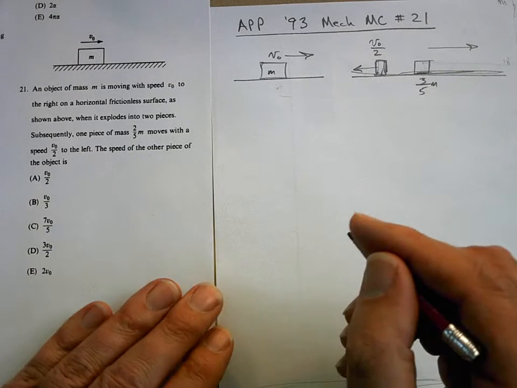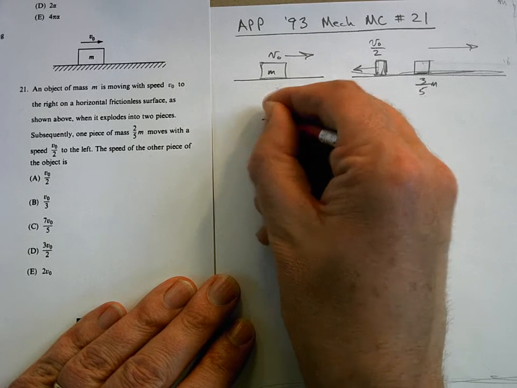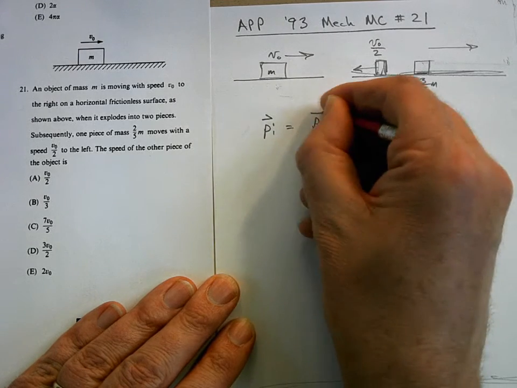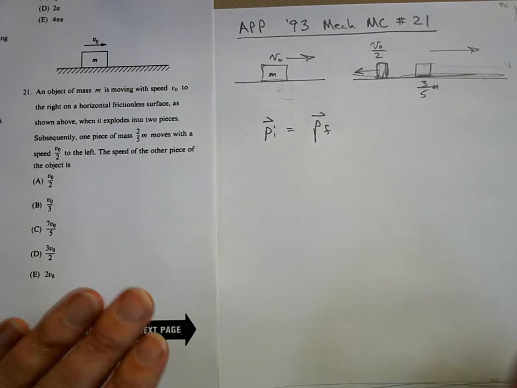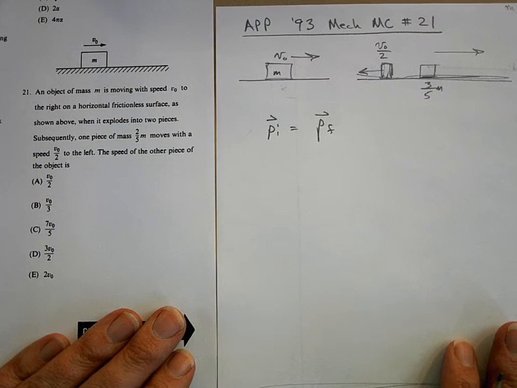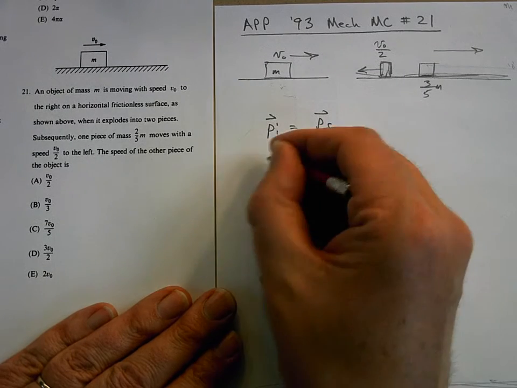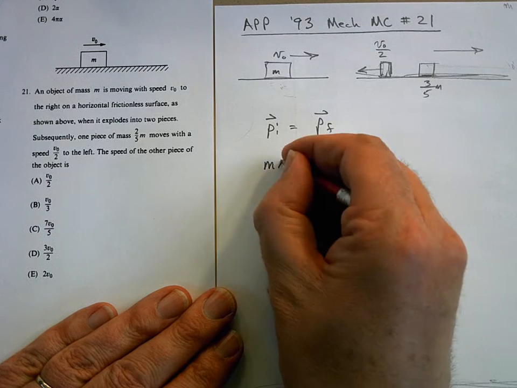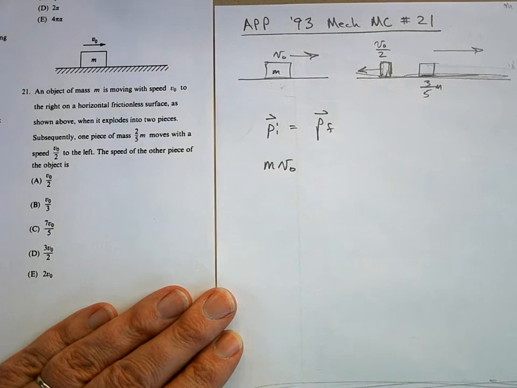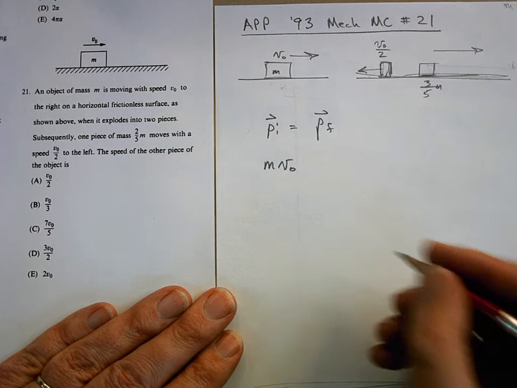This is a conservation of momentum problem. P initial equals P final. And remember, the momentum is a vector, so direction matters. So what is the initial momentum of this system? Well, it's the mass m times the velocity v0, and we're going to say that to the right is positive x.